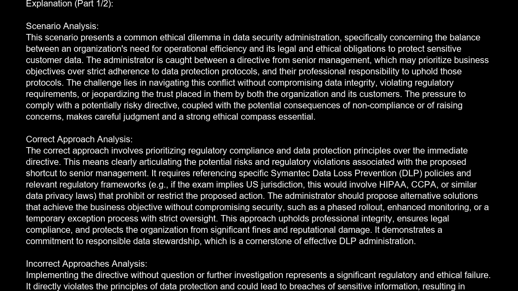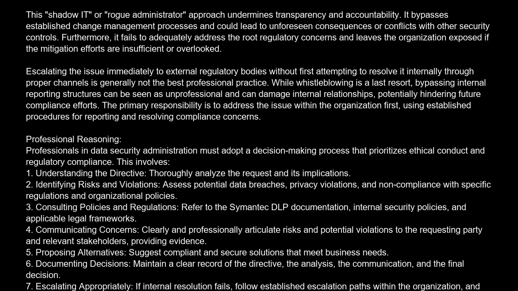Attempting to implement the directive while subtly trying to mitigate risks without explicit approval or communication to management is also professionally unacceptable. This shadow IT or rogue administrator approach undermines transparency and accountability. It bypasses established change management processes and could lead to unforeseen consequences or conflicts with other security controls. Furthermore, it fails to adequately address the root regulatory concerns and leaves the organization exposed if the mitigation efforts are insufficient or overlooked.